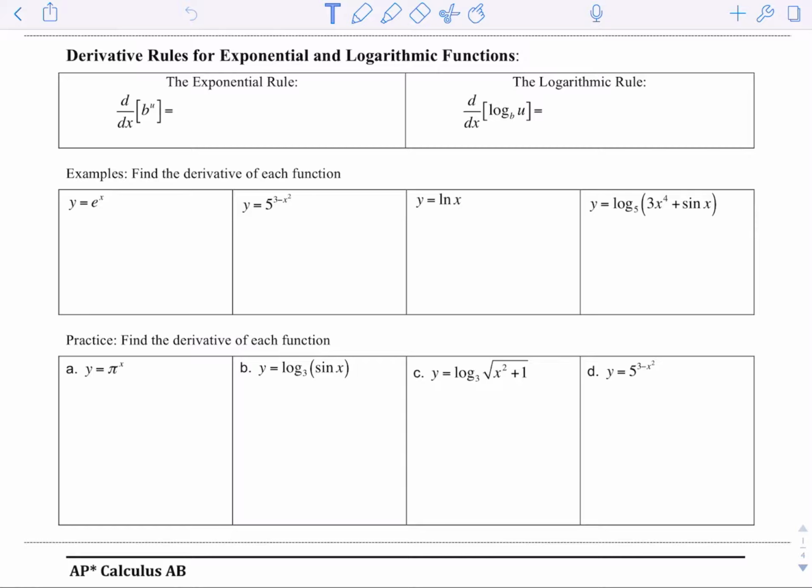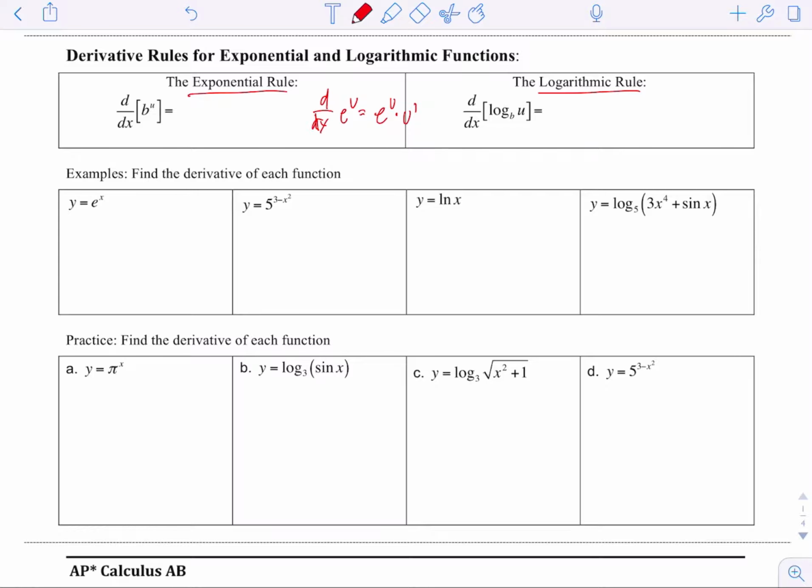All right, derivative rules. So we have two new rules today. We got the exponential rule and the logarithmic rule. Now, just to refresh our memory, let's remind ourselves, what is the derivative of e to the u function? We remember that the derivative of that function is just itself times the chain rule, u prime.